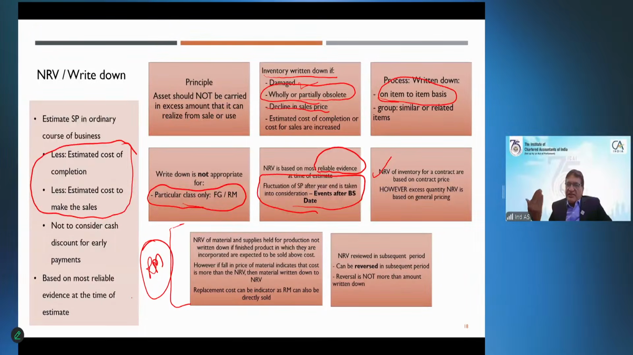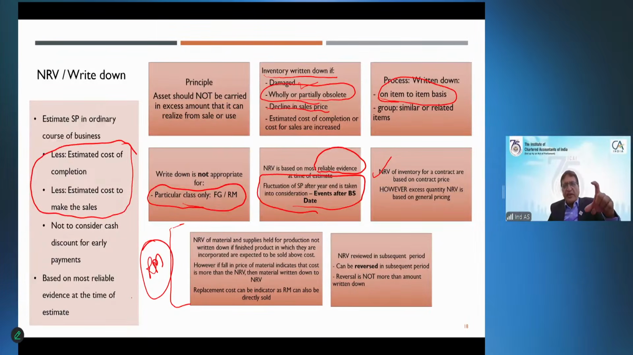Basically, raw material goes into the finished goods, and a small variation in raw material may not be an indicator for NRV testing, but certainly raw material plays an important role in overall costing. So it will depend upon how the NRV testing of the raw material has to be done. Generally, if the raw material goes into finished goods, and the finished goods prices get lower, then the NRV testing of raw material is done.